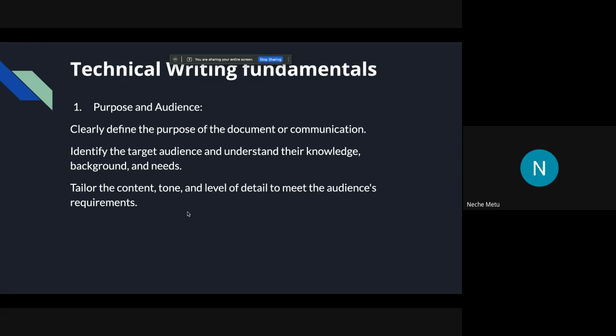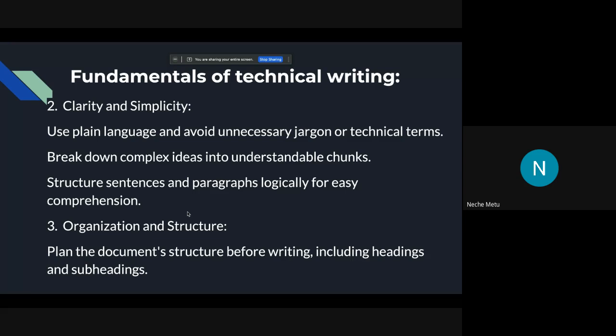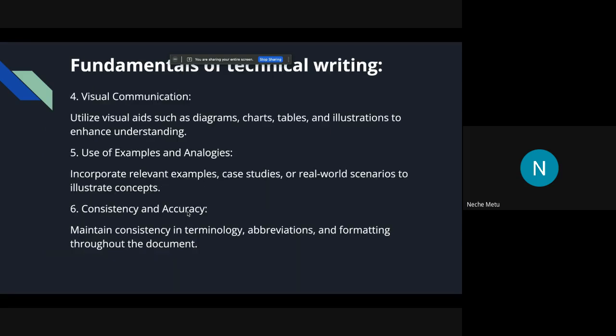So please, the next slide. Okay, the next slide, please. Okay, I'm sorry, you missed.